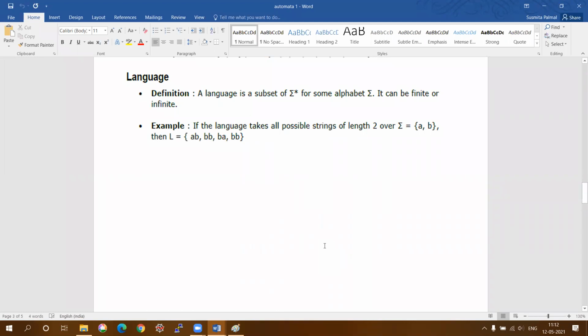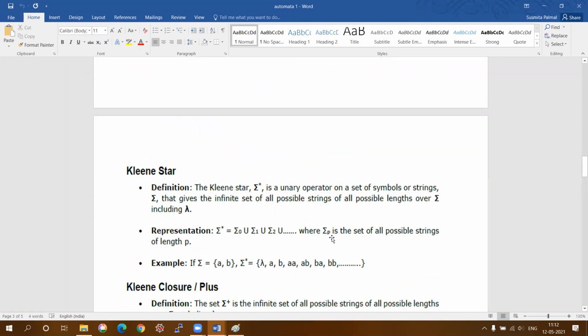Please explain Kleene star and Kleene plus. Yes, language, yes, again. Okay, I will.